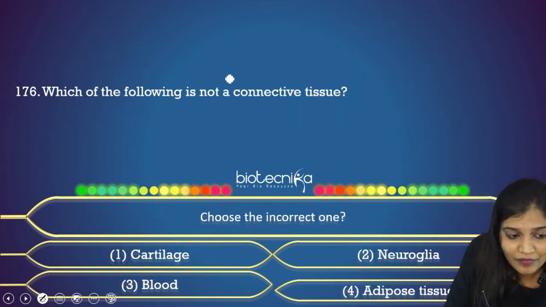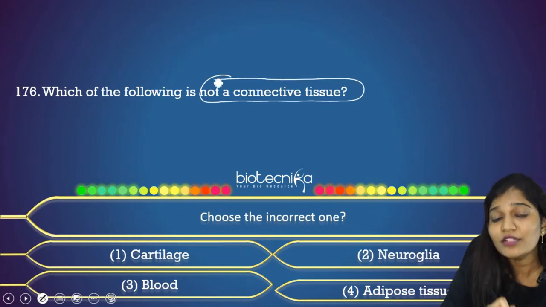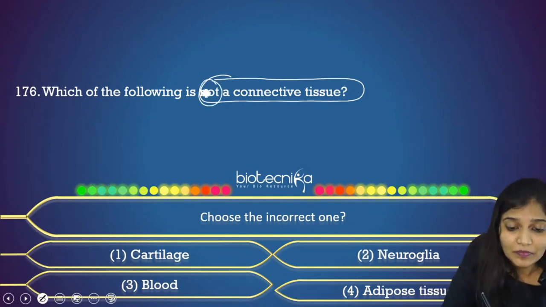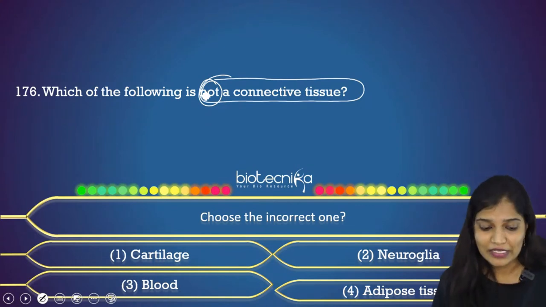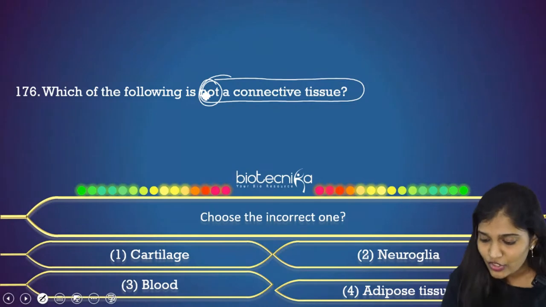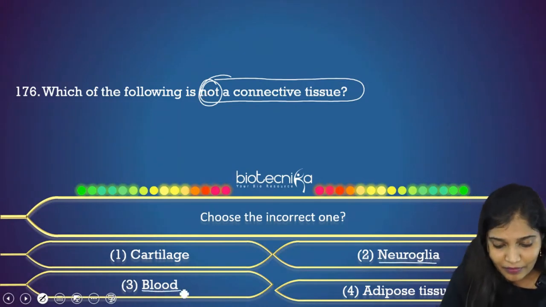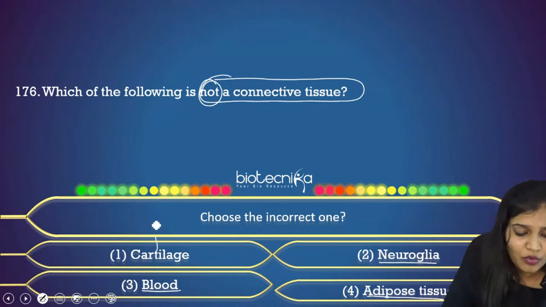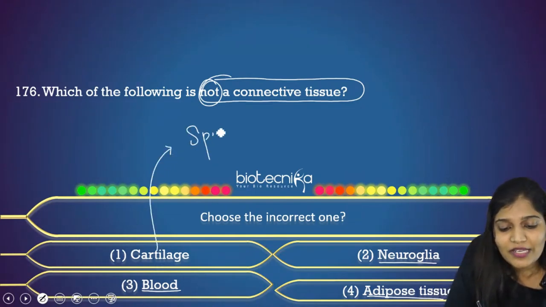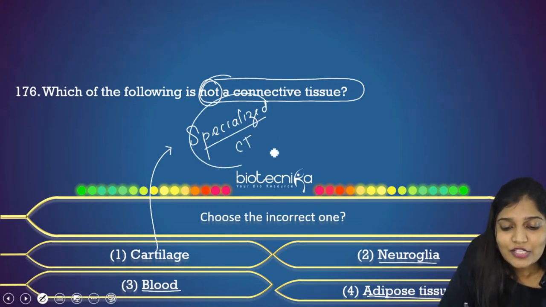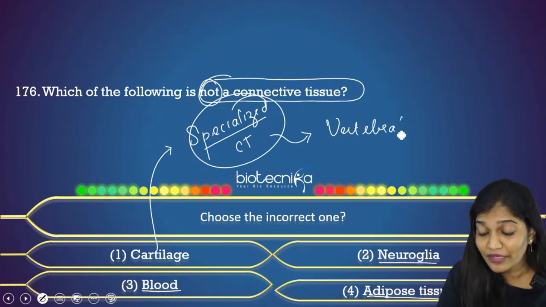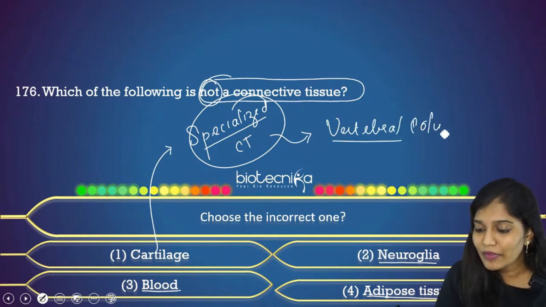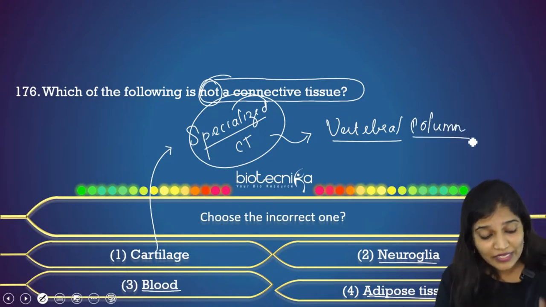Which of the following, 176th question, is not a connective tissue? They have asked not. We know about connective tissue. The name gives you an idea: it's helpful for connecting something else. The first one is cartilages, then neuroglia, blood, and adipose tissue. We know cartilages are specialized connective tissue, correct? Because these cartilages are present in the vertebral column, in the intervertebral discs, which are made up of chondrocytes, yes.